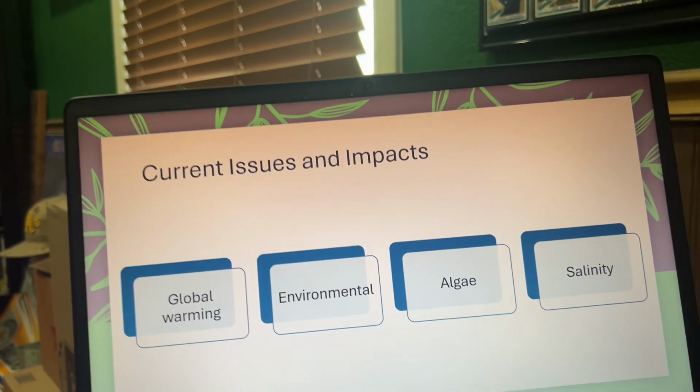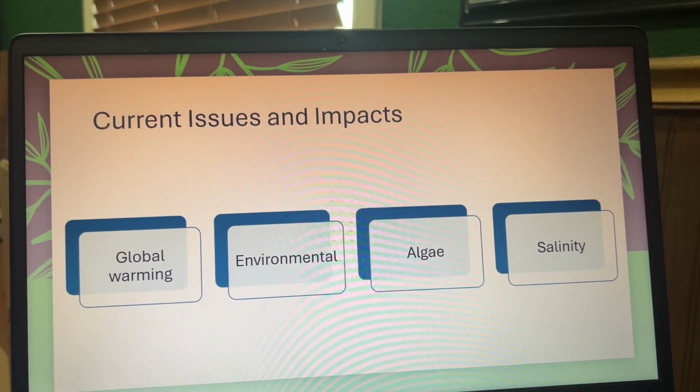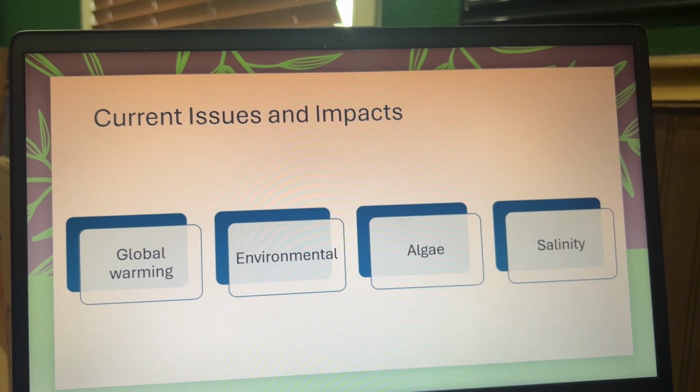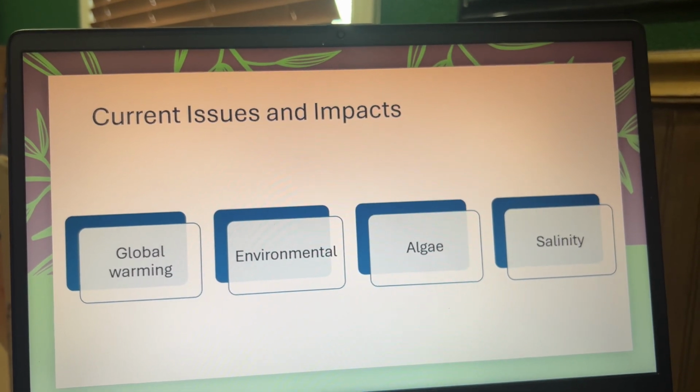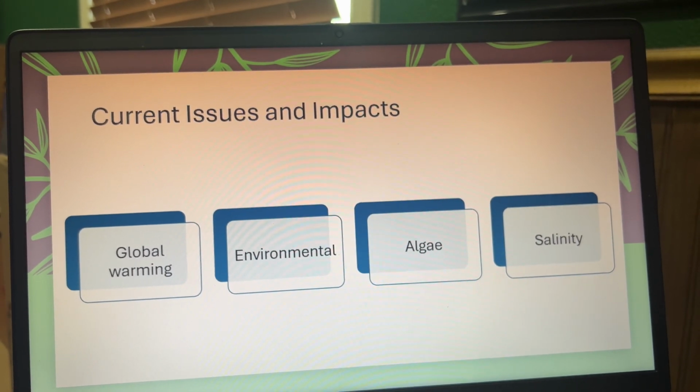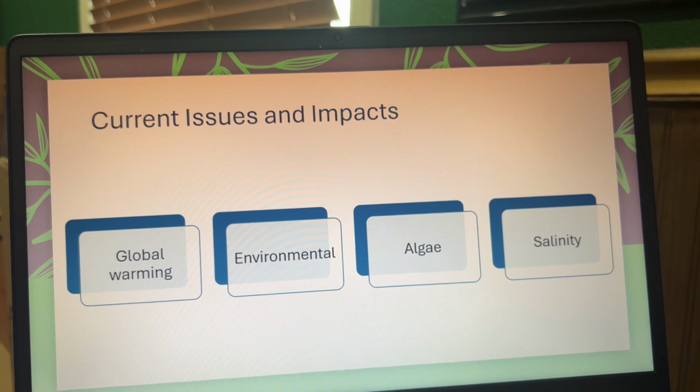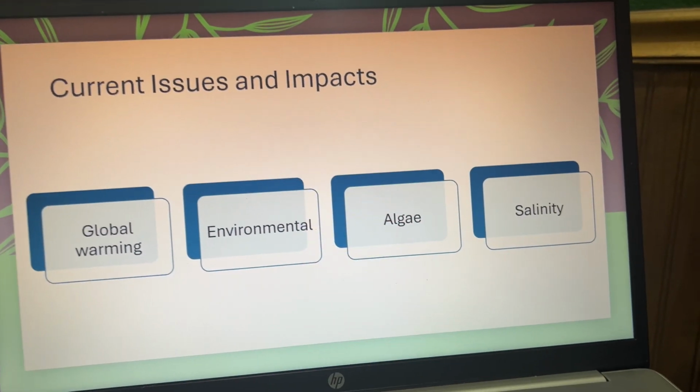Current issues and impacts. Global warming is causing more extreme weather patterns, including floods and droughts, rise in water temperature, and alteration of fresh flow of water. And salinity in the delta is increasing, which is impacting its ecosystem and water for consumption in agriculture.